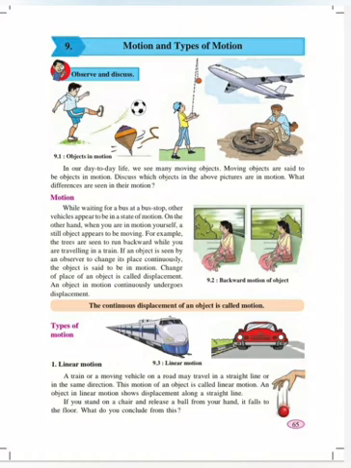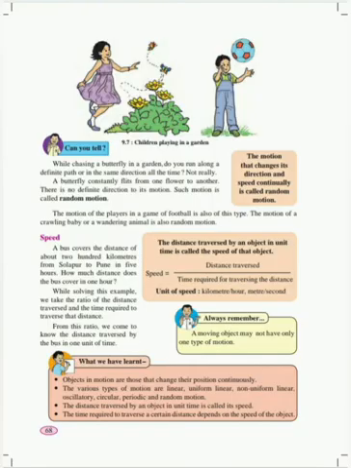What is the formula of speed? Speed is equal to distance traversed upon time required for traveling the distance. The unit of speed is kilometers per hour. Also, you can write it in meters per second. It depends upon how the example will appear. If the example is in kilometers per hour, then you will write the unit in kilometers per hour. If your example is in meters, then you have to write down its unit in meters.